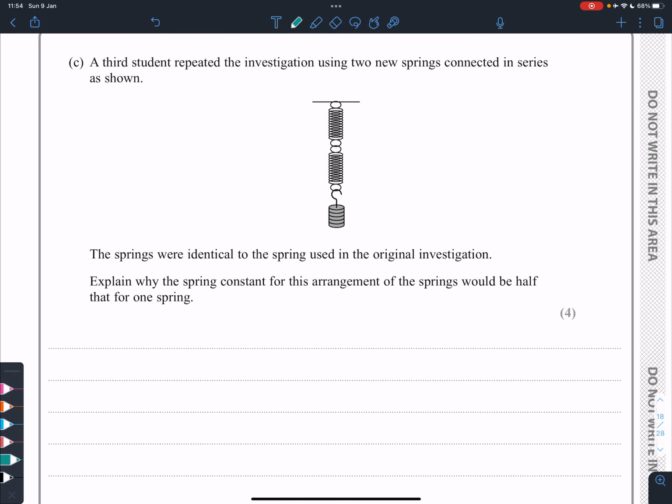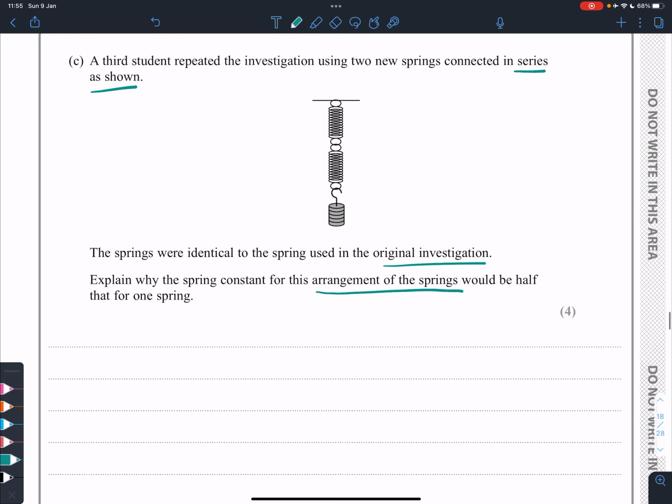A third student repeated the investigation using 2 new springs connected in series, as shown. The springs were identical to the spring used in the original investigation. Explain why the spring constant for this arrangement of the springs would be half that for one spring. Okay, so again, let's read it twice. A third student repeated the investigation using 2 new springs connected in series as shown. The springs were identical to the spring used in the original investigation. Explain why the spring constant for this arrangement would be half that for one spring.